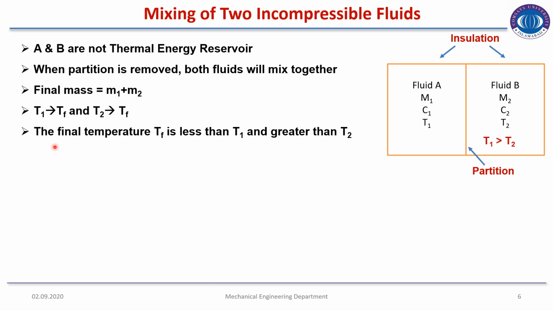Here it is also mentioned that the final temperature TF is less than T1 and greater than T2. For example, the temperature T1 is 100 degrees centigrade and temperature T2 is 50 degrees centigrade. When the partition is removed, both fluids will intermix with each other. So the final temperature will lie somewhere between 100 and 50. For example, let the final temperature be 70 degrees centigrade. So 70 is less than 100 and greater than 50.